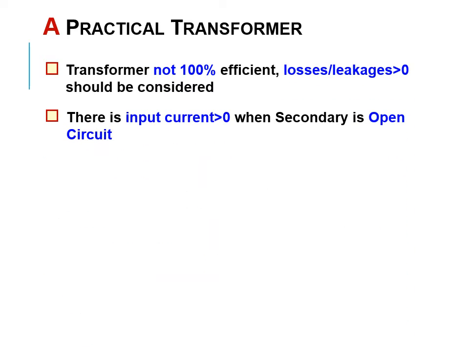So if we look at a practical transformer that we would want to use in real life, in a power system, then it's not 100% efficient because we have losses and leakages which are more than zero. So we have to consider them in some way, and this is really what we're going to look at in this first part of the lecture.